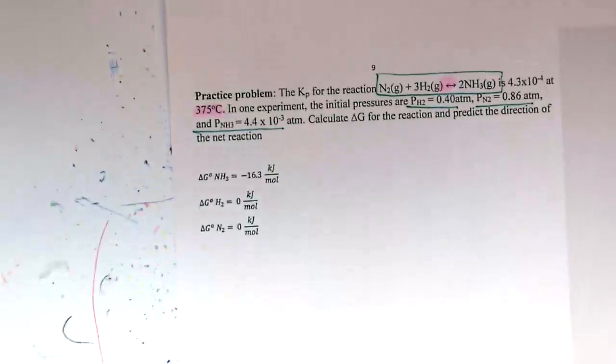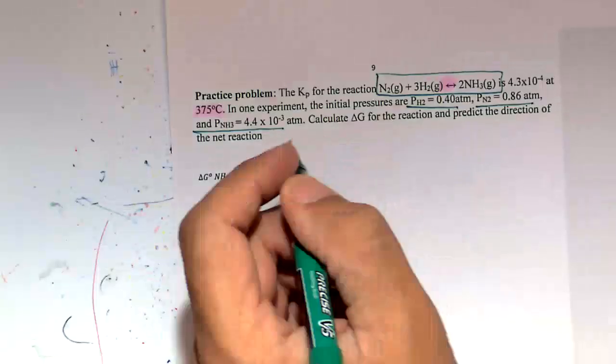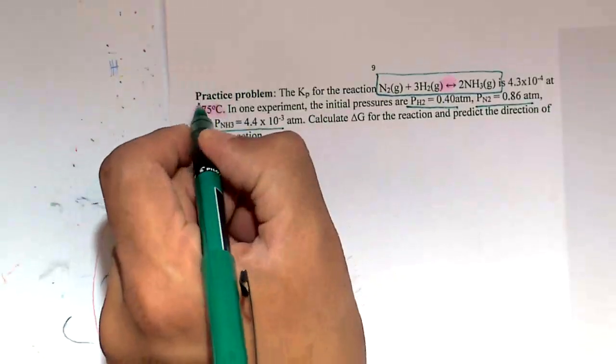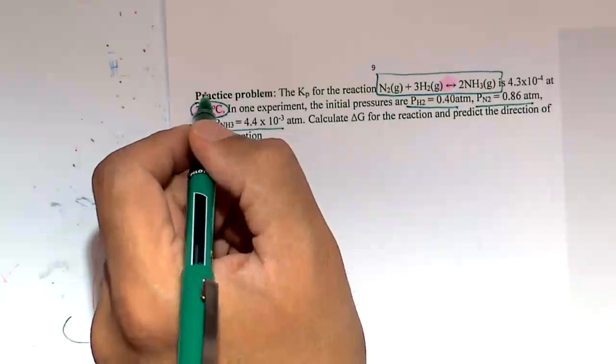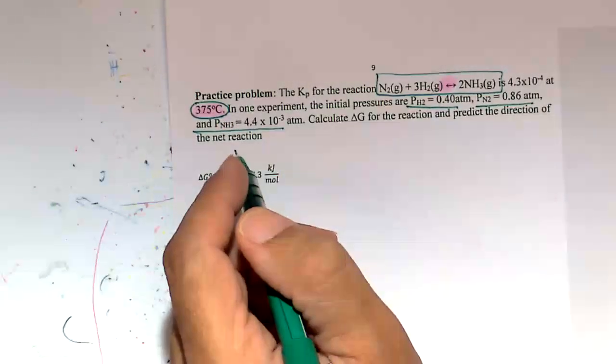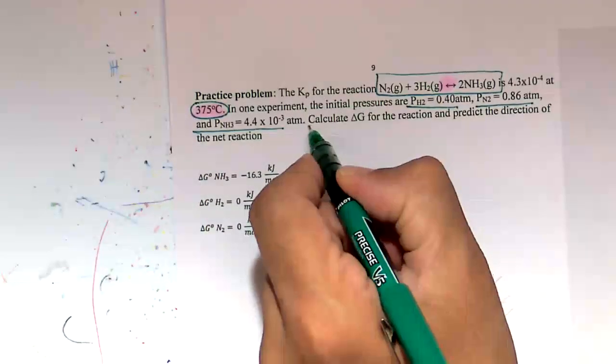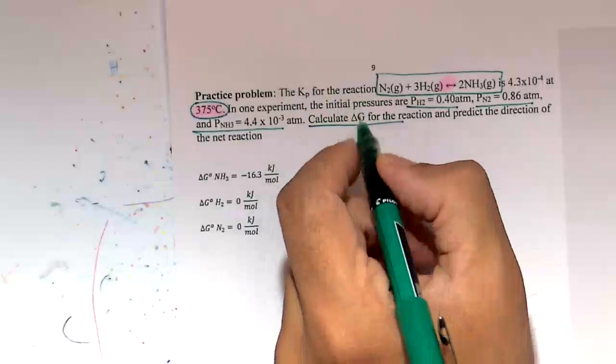How do I know it's non-standard state? Because if it was standard state, it would be 1 atmosphere. And if it was standard state, it would not be such a high temperature. Standard state is 25 degrees C. So this is non-standard state, and they want to know the delta G.